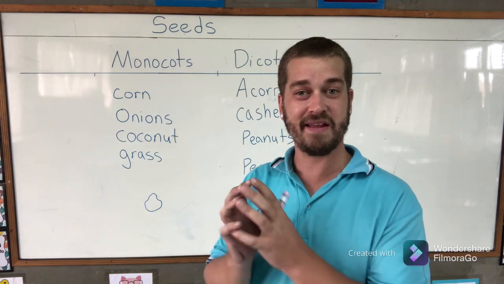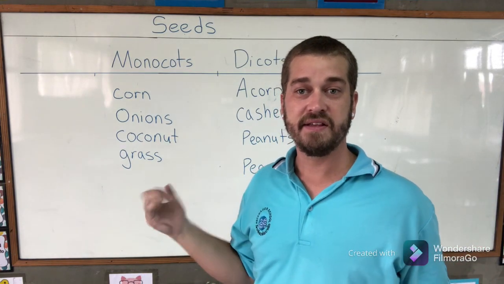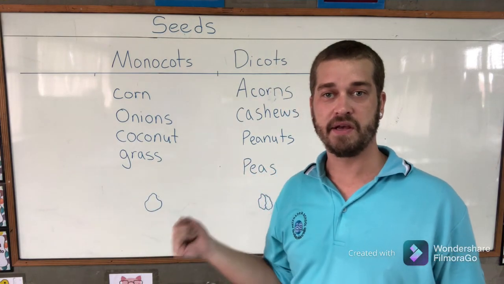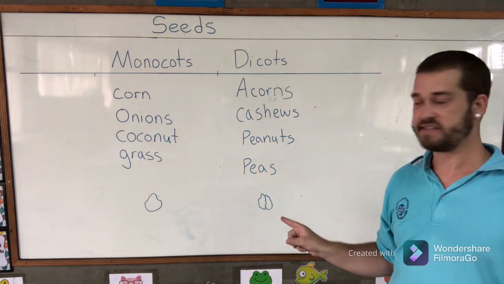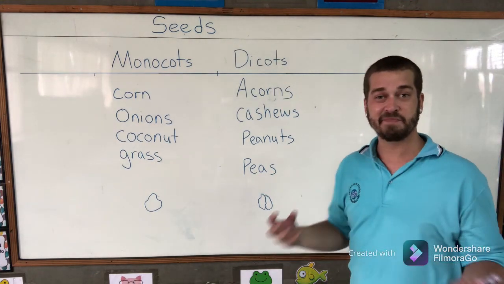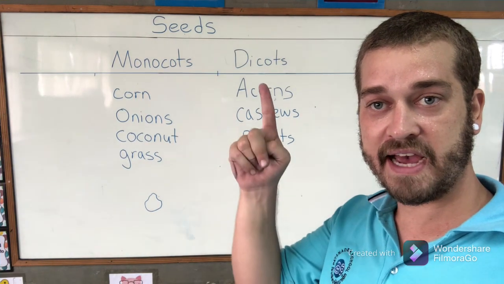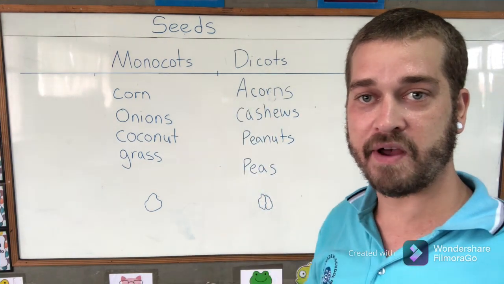Coconut, if you break it, it shatters. Same thing with a grass seed. It's just one unit. It kind of looks something like this. Dicots look like this. If you split it, it splits easily into two halves. So remember, 2 for dicot, 1 for monocot.